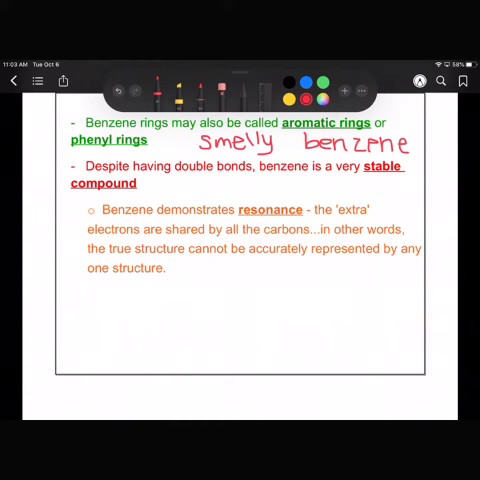Okay? And so benzenes demonstrate resonance. The extra electrons are shared by all of the carbons. In other words, the true structure cannot be accurately represented by any one structure. So what that means is, basically, we could just spin it around. Resonance means that the molecule has a bunch of orientations.